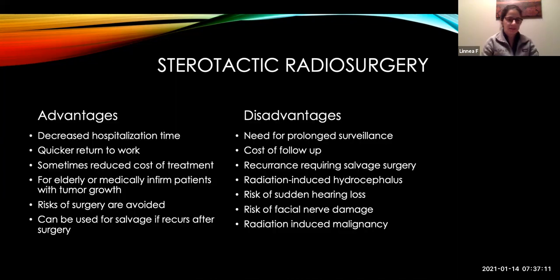There are advantages and disadvantages. It's a decreased hospitalization time and quicker return to work. I know patients have sort of described it as, oh, they walk in, they get their radiation, and then they're kind of back to work.